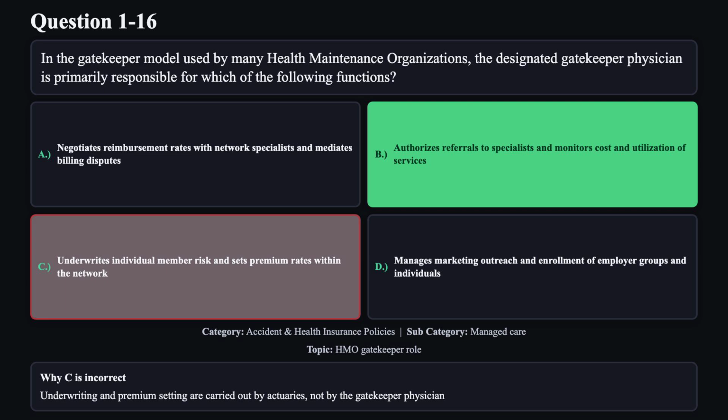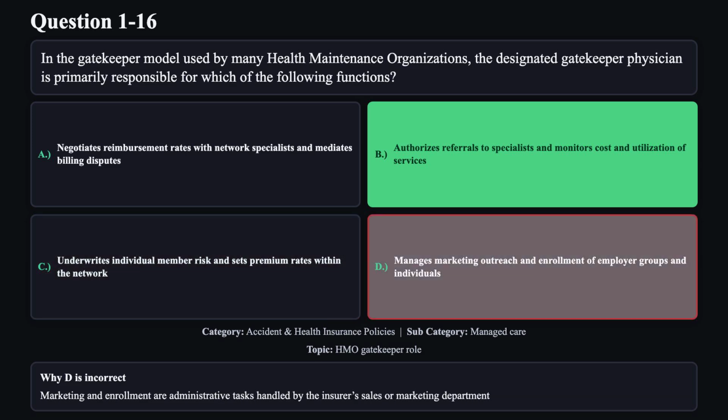Reason C is not correct. Underwriting and premium setting are carried out by actuaries, not by the gatekeeper physician. Reason D is not correct. Marketing and enrollment are administrative tasks handled by the insurer's sales or marketing department.